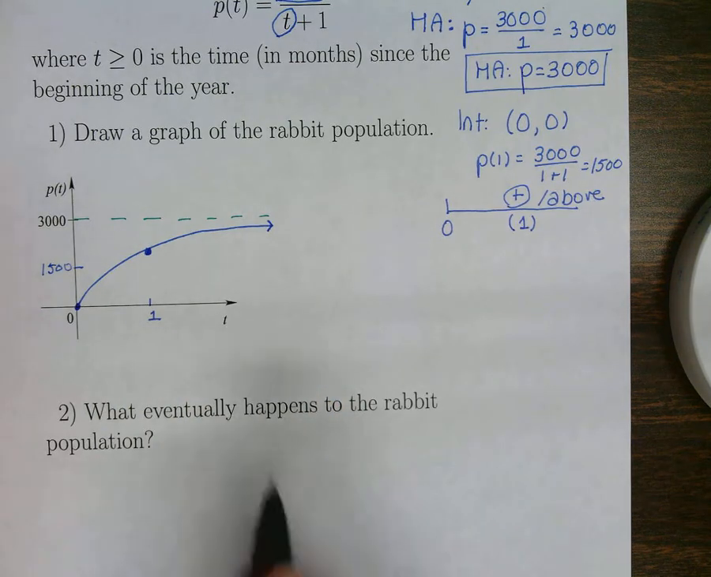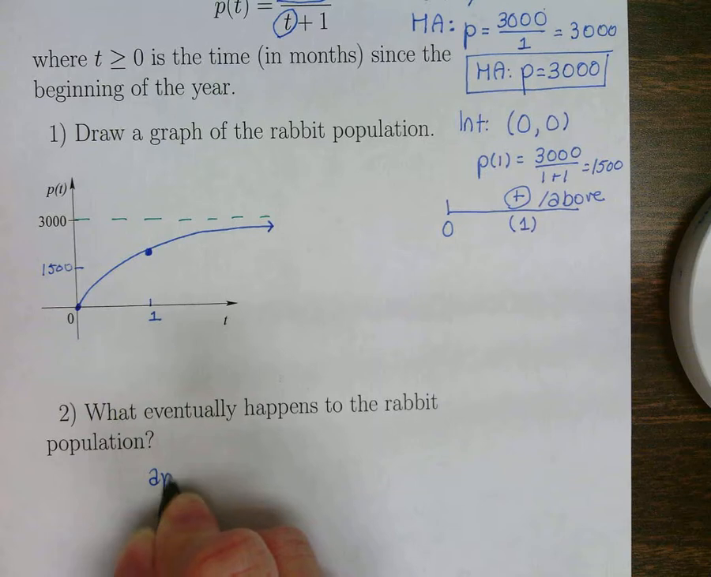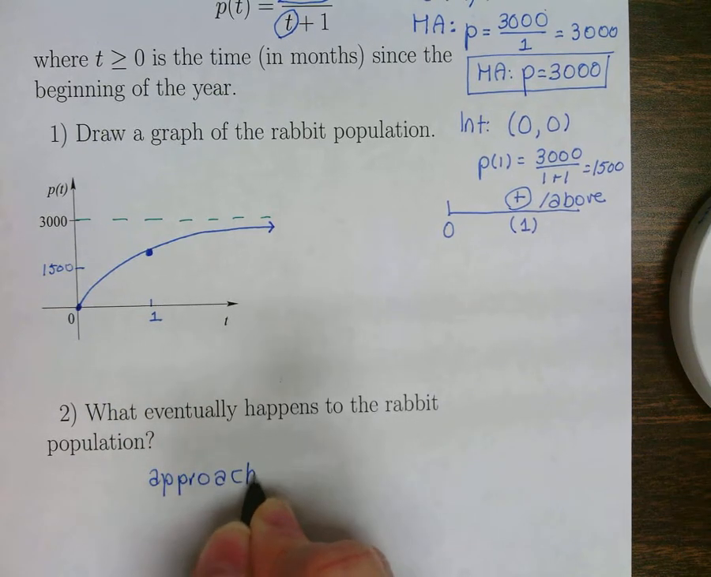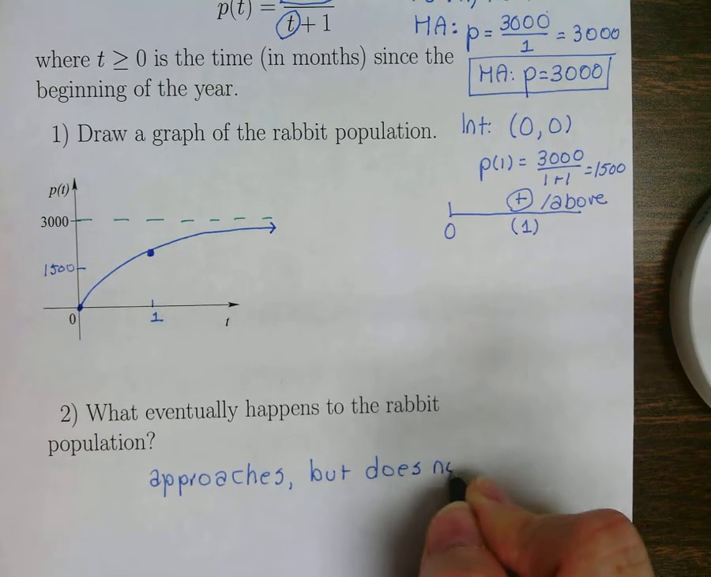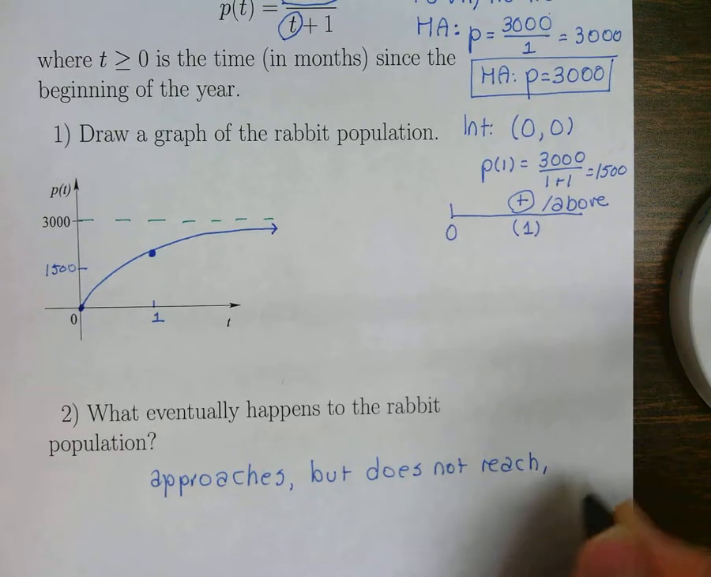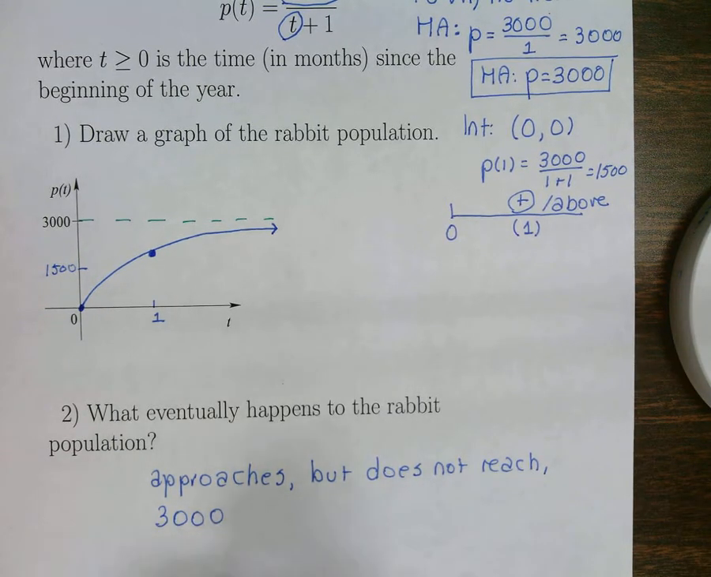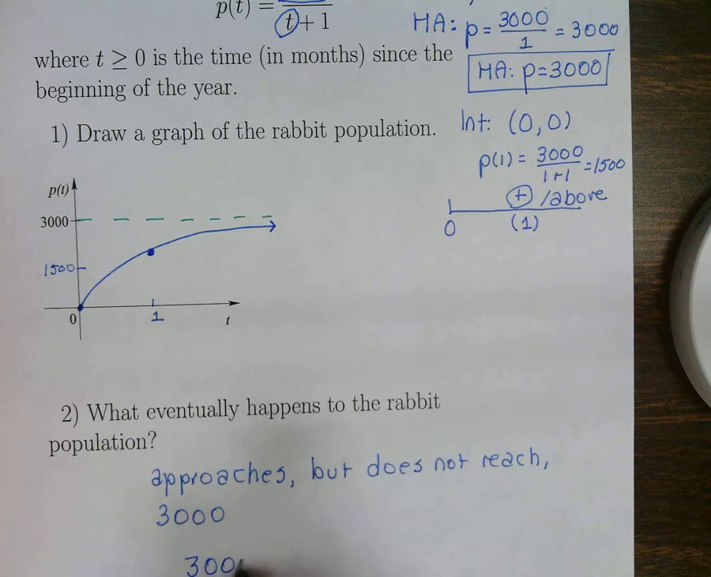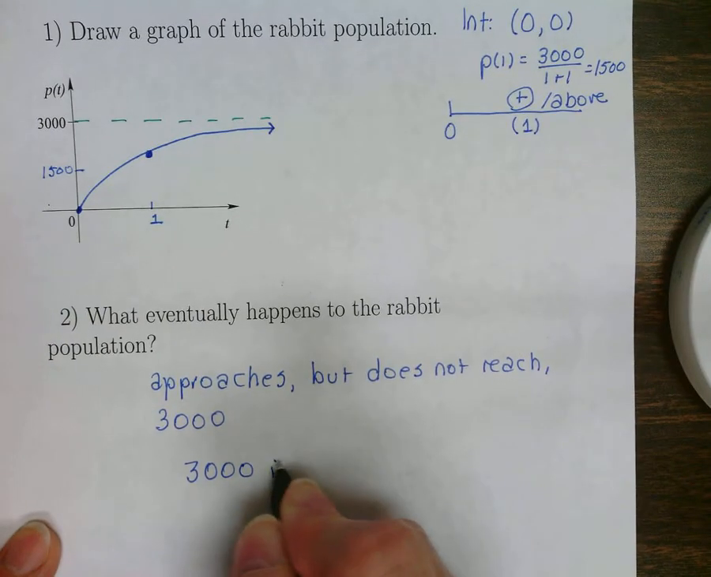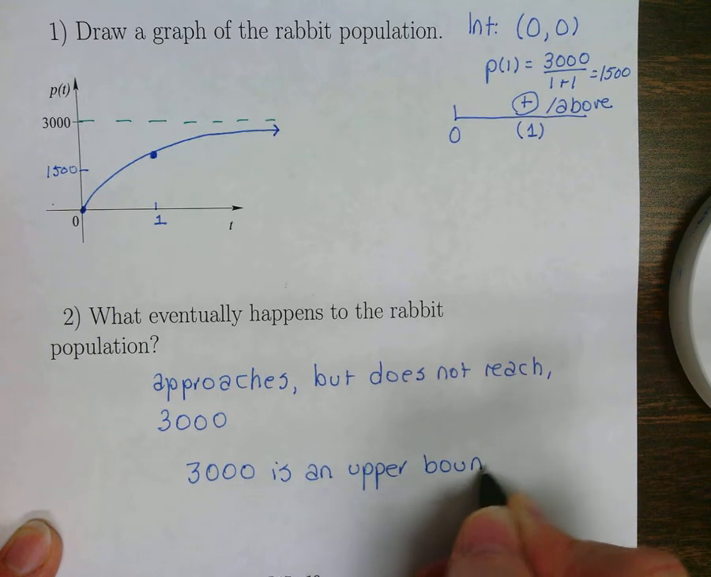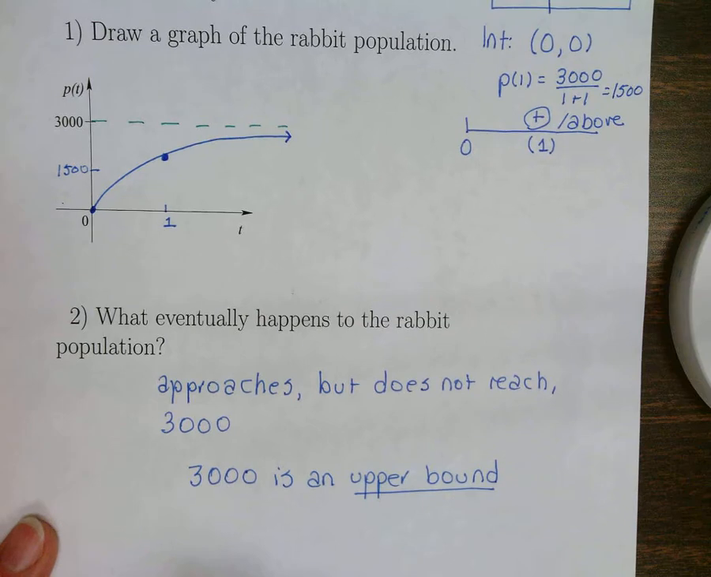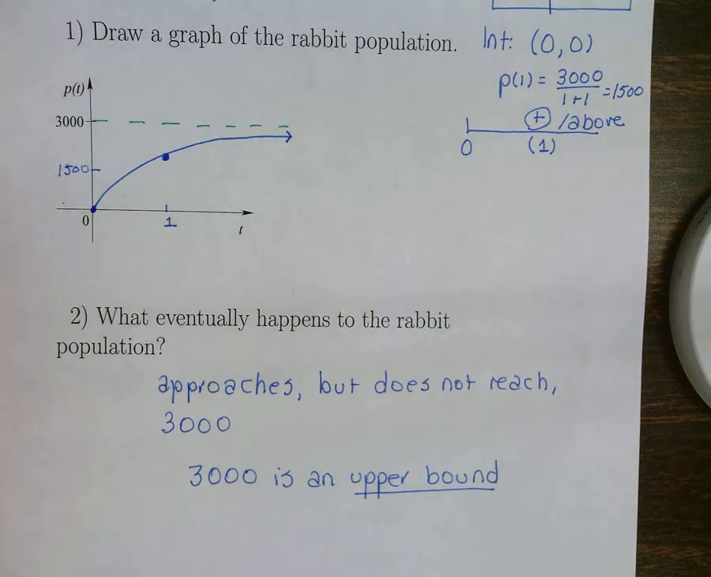And so what eventually happens to the rabbit population? It approaches, but does not reach, 3,000. And we would say that 3,000 is an upper bound of that population. Does that make sense? It's an upper bound because it gets closer and closer to it, but it doesn't hit it.